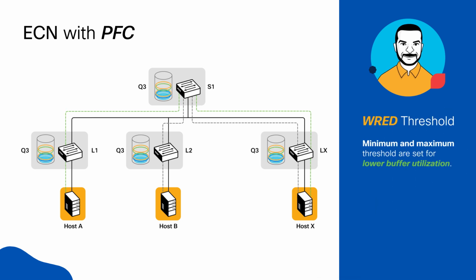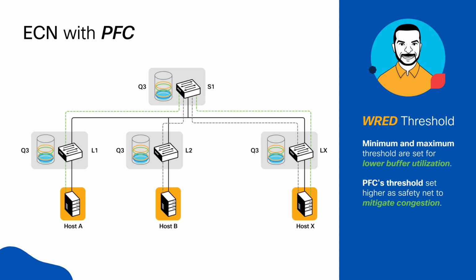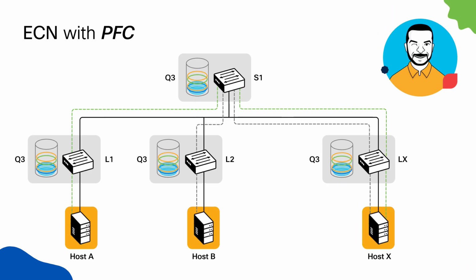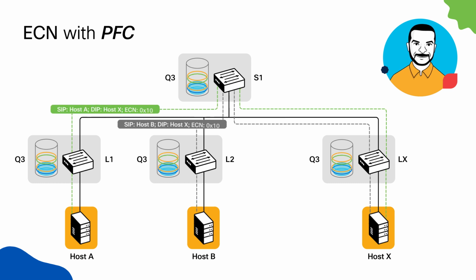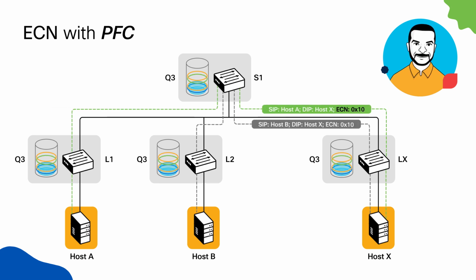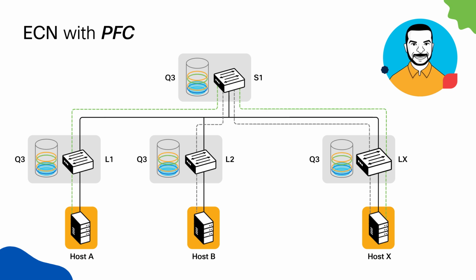The ECN minimum threshold and maximum threshold are set for lower buffer utilization to mitigate congestion first. Then on top of that, PFC's thresholds, on and off, are set higher as a safety net to mitigate congestion after ECN. So again, the same diagram, host A talks to host X, it keeps on sending, and then you can see here the ECN bits 10 again, which indicates that ECN is enabled everywhere. It's going to keep sending until it reaches the first switch, spine number 1. ECN is also 10, sends to switch number 3.